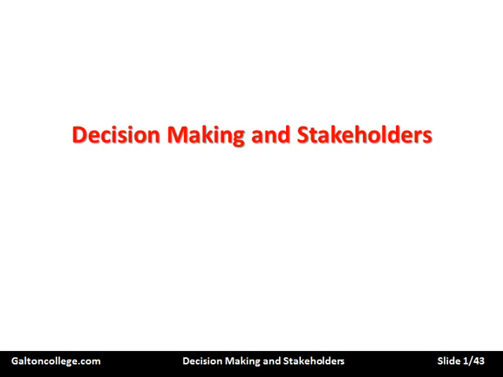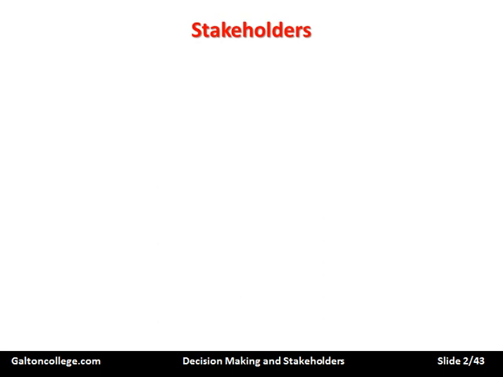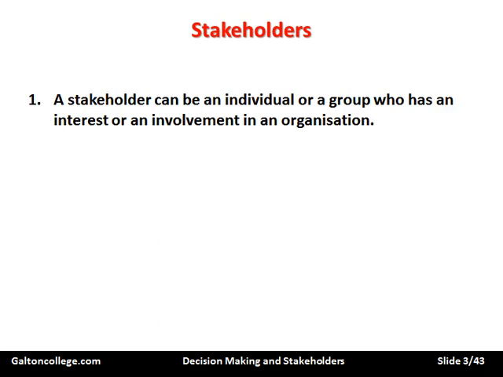This class is concerned with decision making and stakeholders. Let's start by talking about stakeholders. A stakeholder can be an individual or a group who has an interest or an involvement in an organization. So we can identify who the stakeholders are just from that statement.